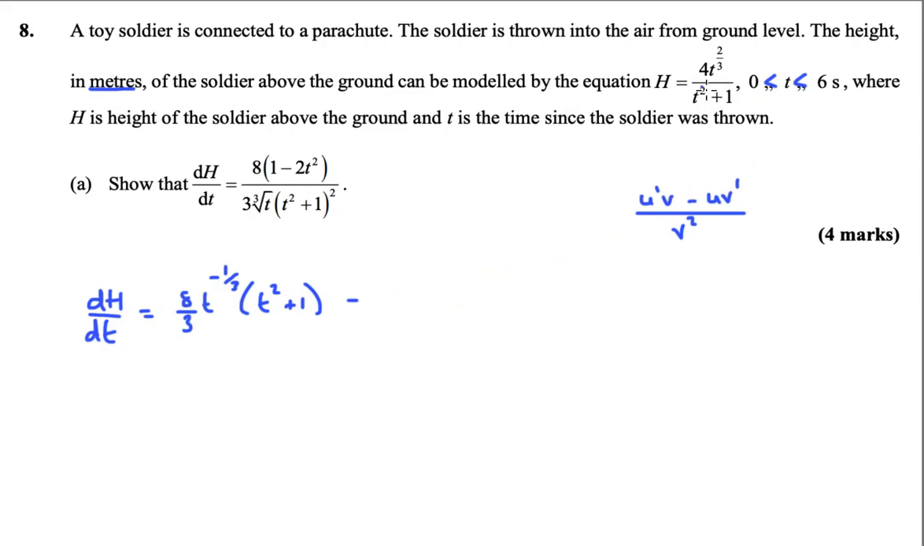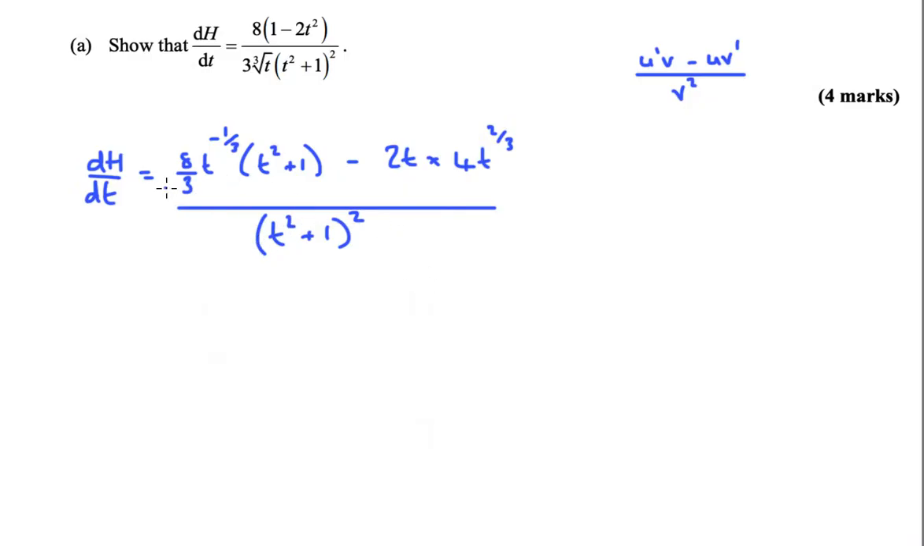Minus, leave the first one alone and differentiate the second one. Differentiating this is much easier. That's going to be 2t. So 2t times 4t to the 2 over 3. All divided by the bottom one squared. So all divided by t squared plus 1 all squared, which we've already got here. So we now just need to make this look like this, which we can. Okay, this isn't particularly easy to reduce to this.